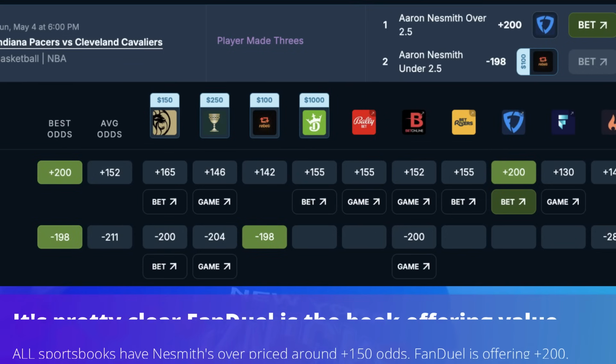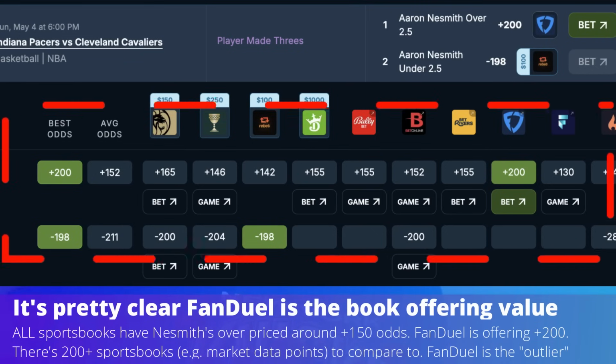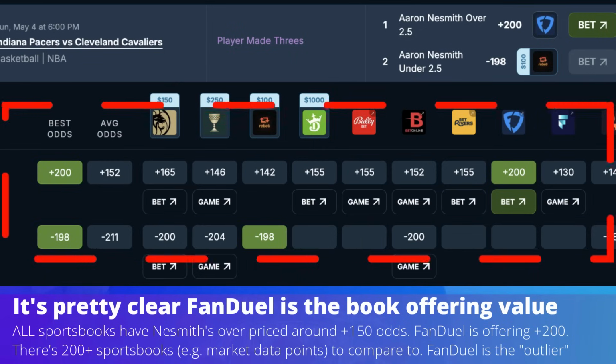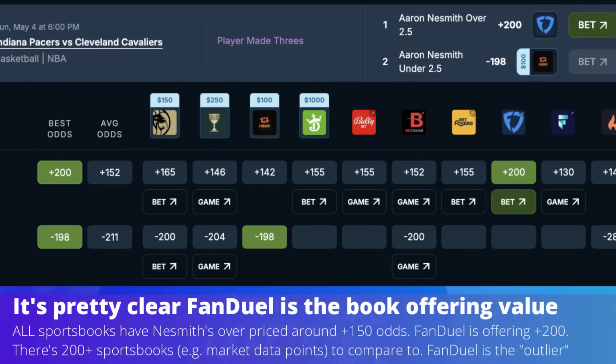And if you look at all other sports books, right? No other book is offering Neesmith's over above plus 165 odds. So it's pretty clear that, hey, in this scenario, FanDuel is messing up and offering way too much value on Neesmith at plus 200. That's the plus EV bet.